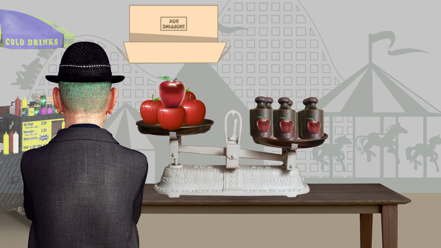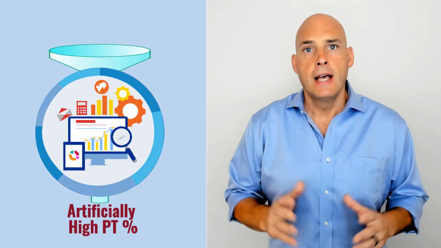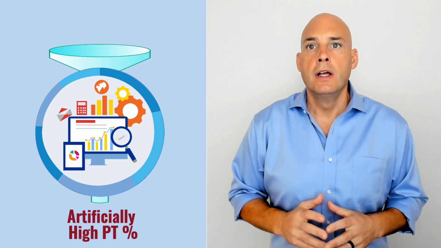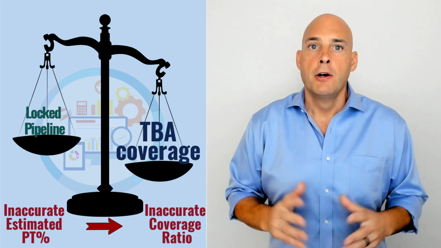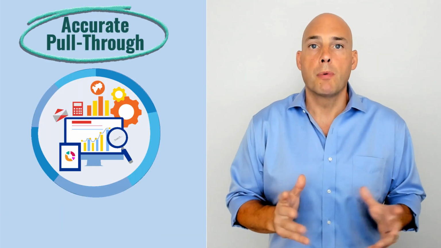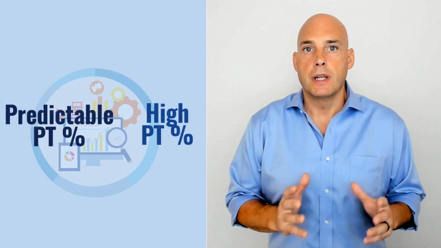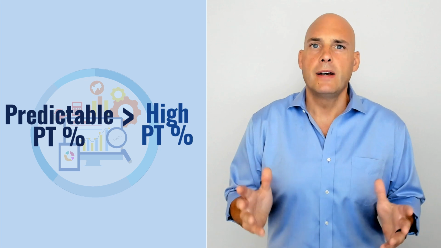Bringing it back to a lock pipeline, if a model takes in information including bad or inaccurate data and it predicts a higher pull-through than actual, the hedger will apply too much coverage, leading to an overhedged position. Pull-through is the single most important input for the hedge model to get right for establishing an appropriate coverage ratio. Having a predictable pull-through is more important to modeling than having a high pull-through, although ideally you'd have both.